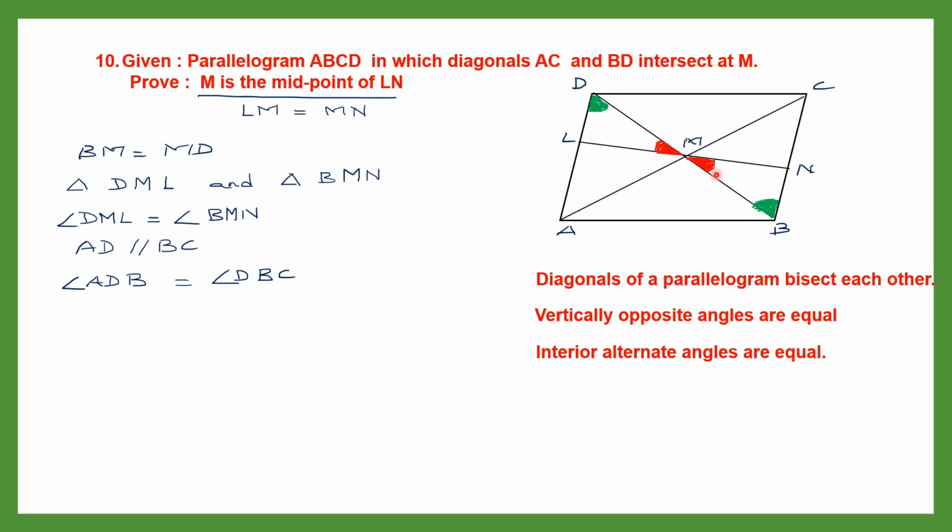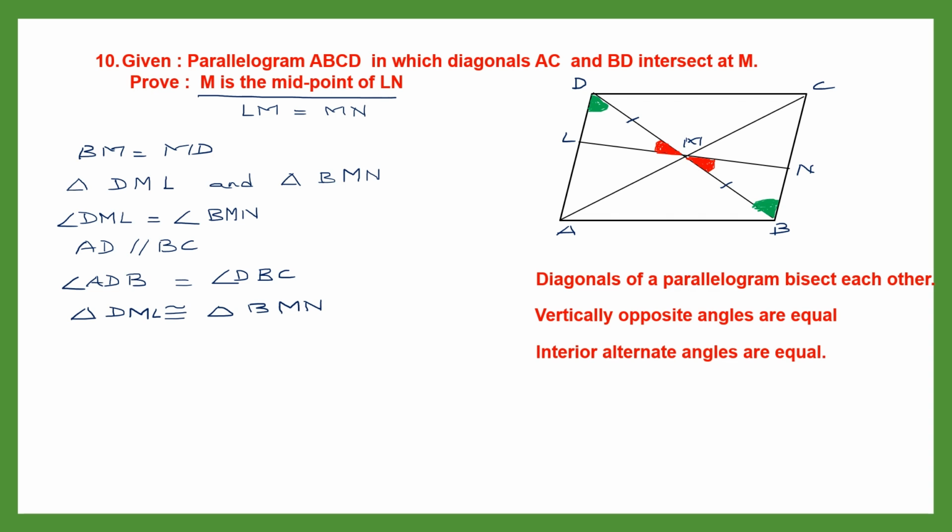So now we have two angles here that are equal, and these two angles are equal. Now this side and this side, we said in the beginning itself that they are equal. So now you can use one of the rules of congruency. Here we have angle, side, angle. Here also angle, side, angle. So we have proved these two triangles to be congruent to each other. Let's write it down. Triangle DML is congruent to triangle BMN.